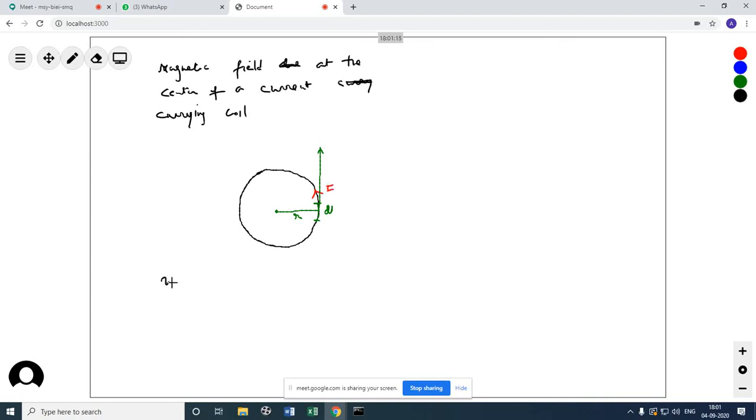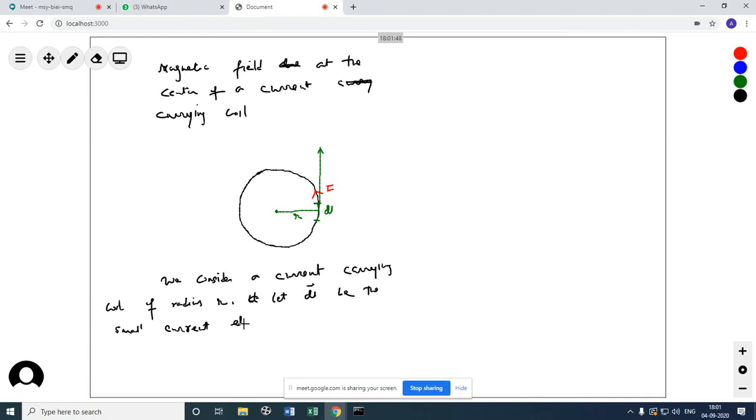Let us do the easy one first. Then we'll go to the hard one. Magnetic field at the center of a current carrying coil.